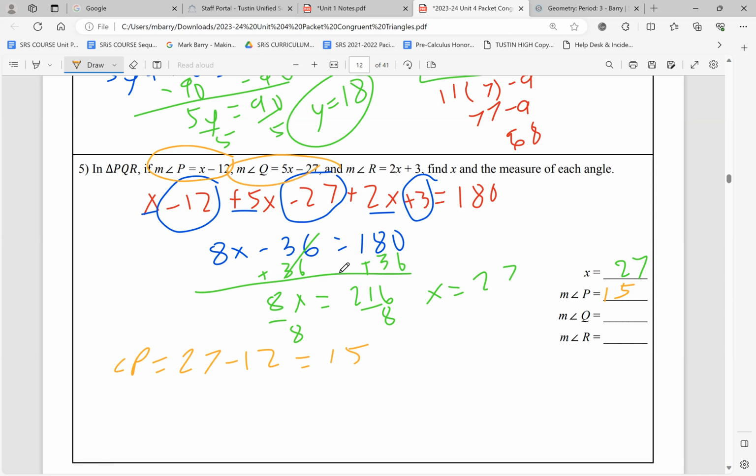All right, and then angle Q is 5x minus 27. So for angle Q, we'll do 5 times 27 minus 27. I'll use a calculator for that. And I got 108. Okay. And then the last one is angle R. It's going to be 2 times 27 plus 3 using this formula, but just plugging in a 27. So that's 54 plus 3. That's 59. No, it's not. 54 plus 3, 57. So there are my three angles.